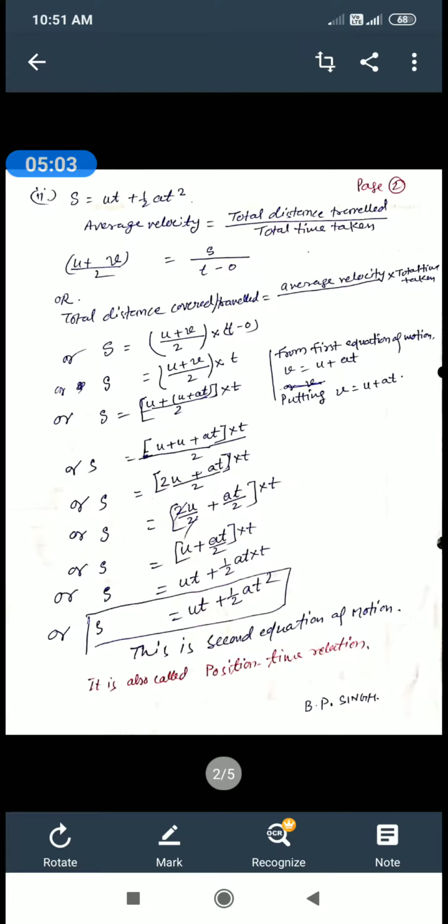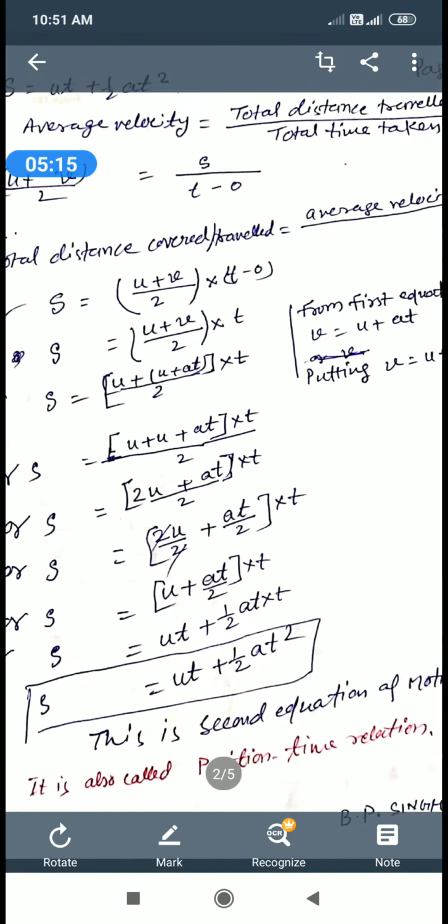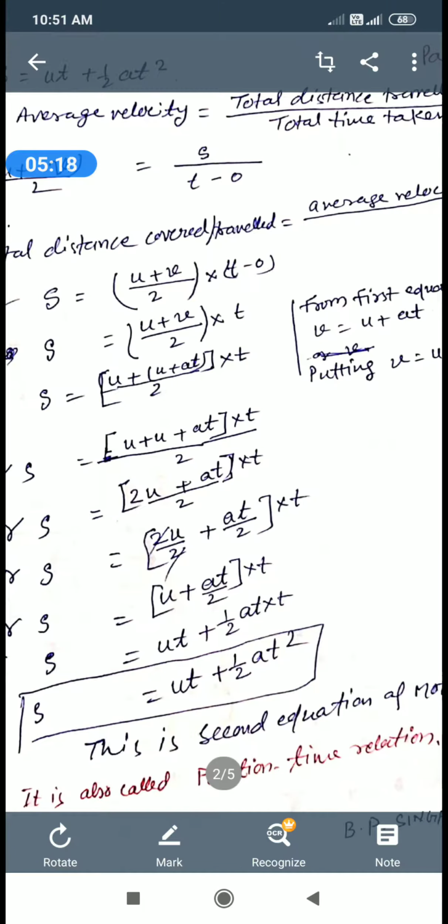Here distance covered is equal to s, average velocity is u plus v by 2, and time taken is t, or s is equal to u plus v by 2 whole multiplied by t. From the first equation of motion, we already derived v is equal to u plus at.